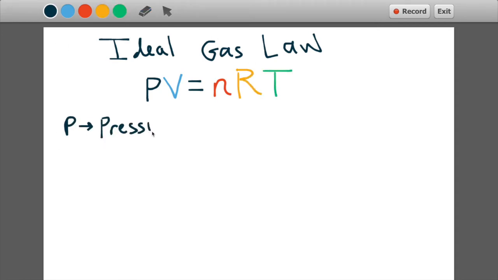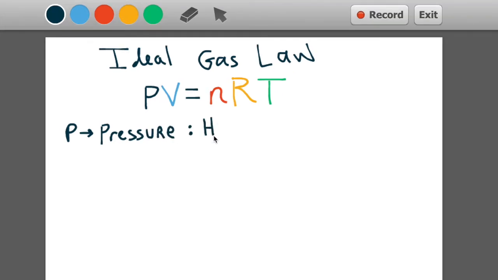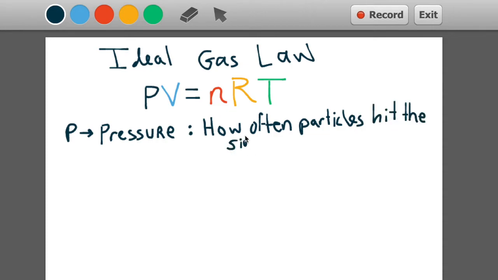pressure. Now the pressure stands for how often those particles inside a container are hitting the sides of the wall. So a high pressure has a high amount of particles hitting the wall, where low pressure, those particles are hitting the wall less frequently. The unit we use to describe pressure is ATM, which stands for atmospheric pressure.